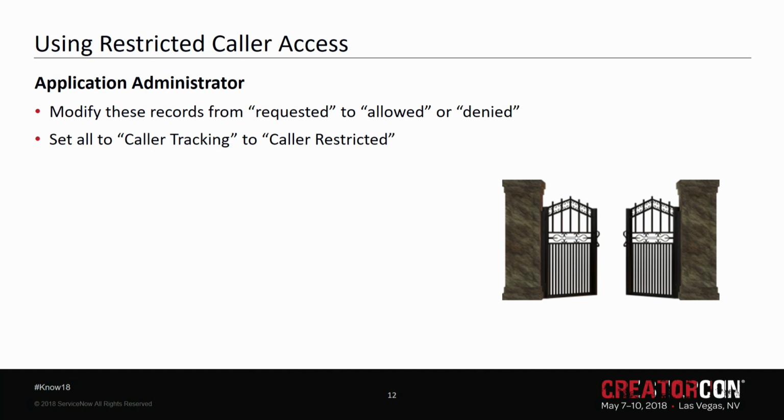Another thing to note is that on these privilege records, if the target application has application administration turned on, then it needs to be the application administrator who can set these records from either allowed to denied or denied to allowed. So it won't be the system admin in that case. If application administration is not turned on in the target application, then it would be the system admin.